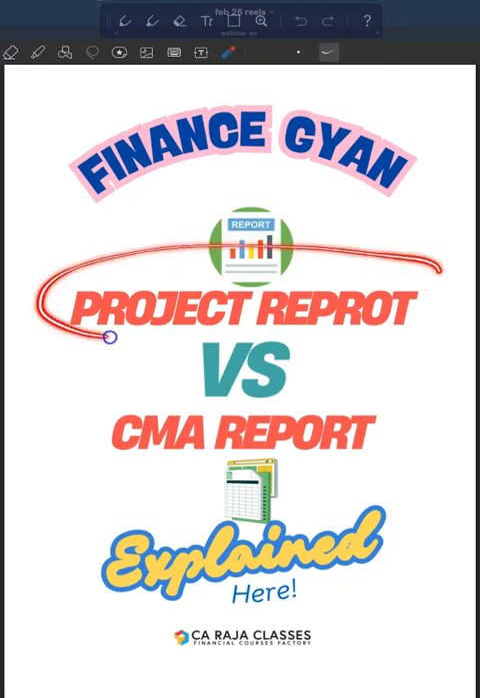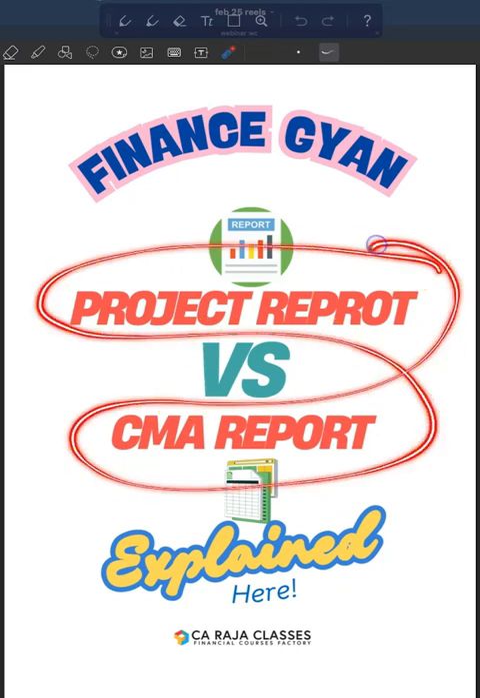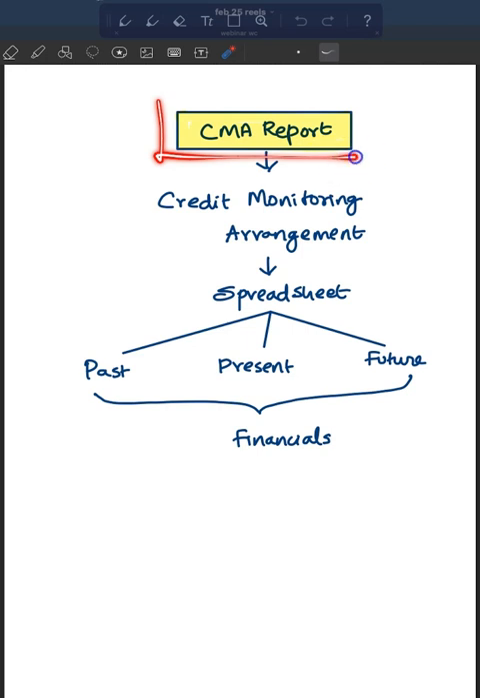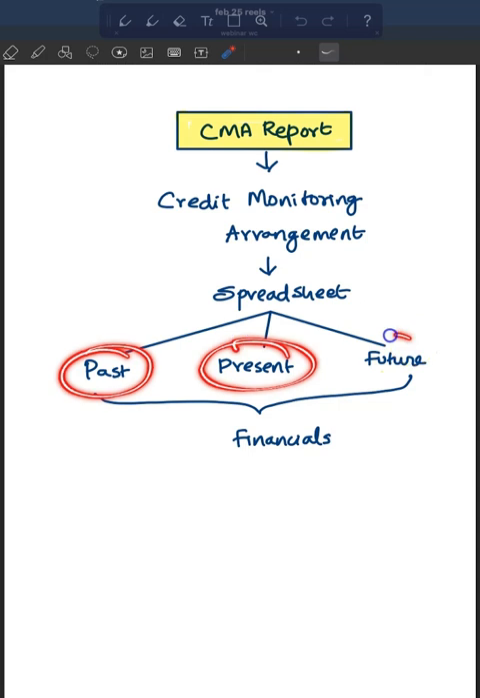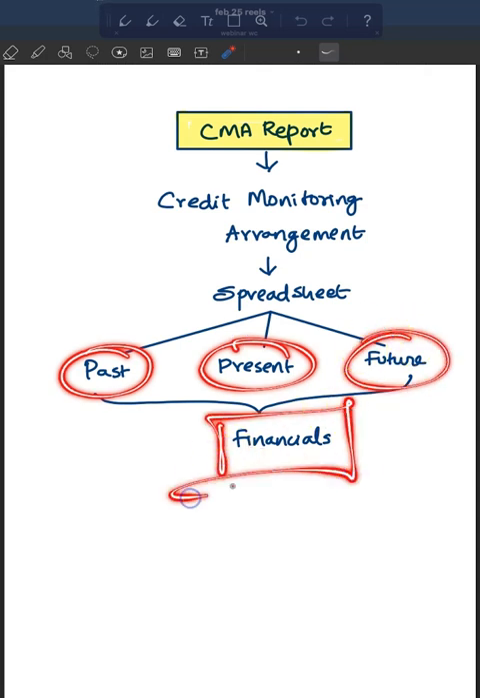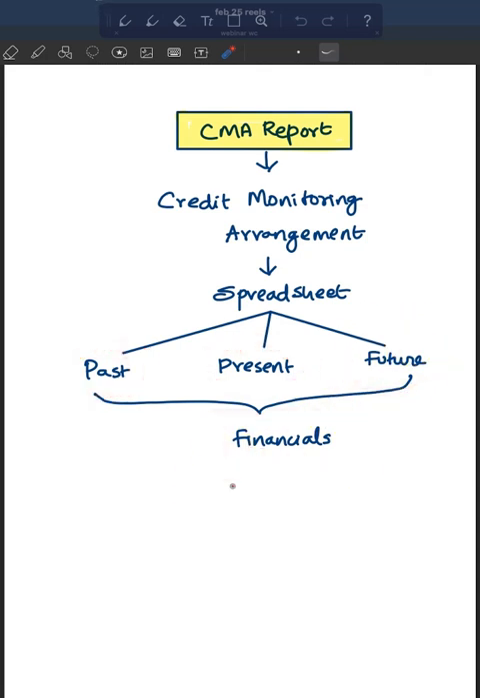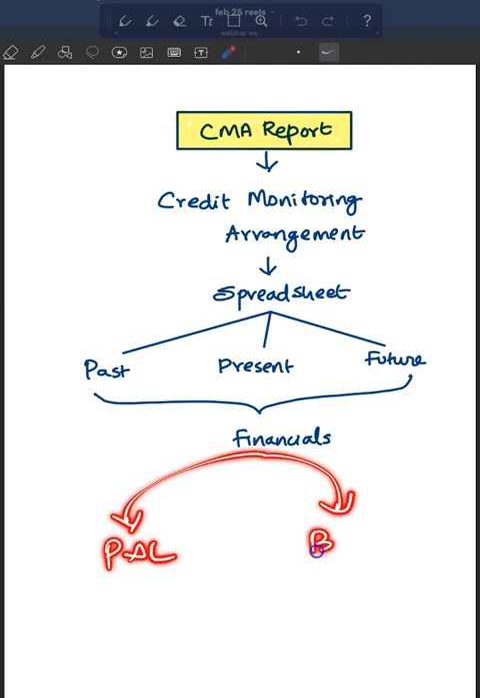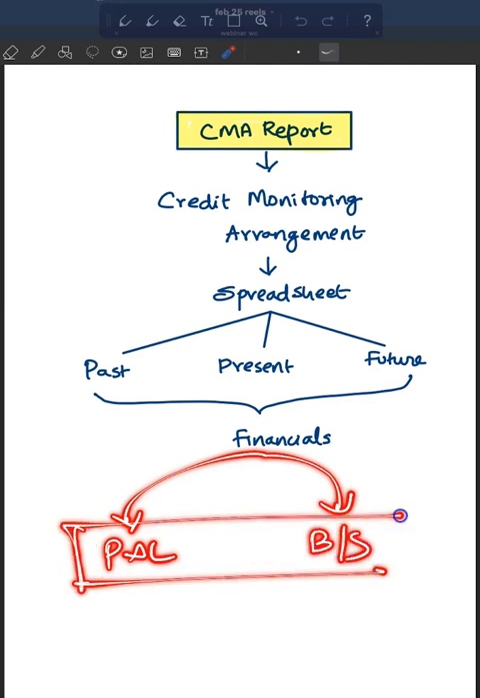Do you know the difference between project report and CMA report? Watch this video. CMA report stands for Credit Monitoring Arrangement Report. This is basically a spreadsheet which is going to capture the past, present, and future financial information about an entity. It means this is going to capture the P&L and balance sheet for the past, present, and future.